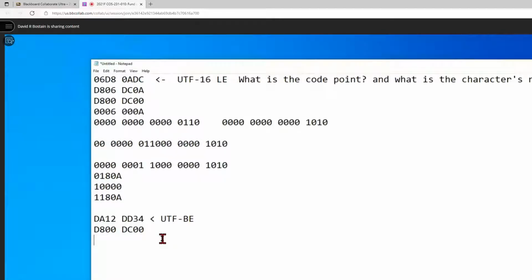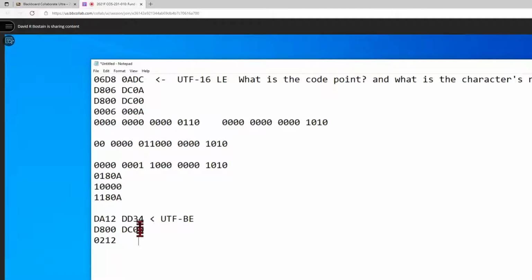Well, if we were to look at these two numbers, what's 2 minus 0? It's a 2. What's 1 minus 0? It's a 1. What's 10 minus 8? It's a 2. What's D minus D? It's a 0.